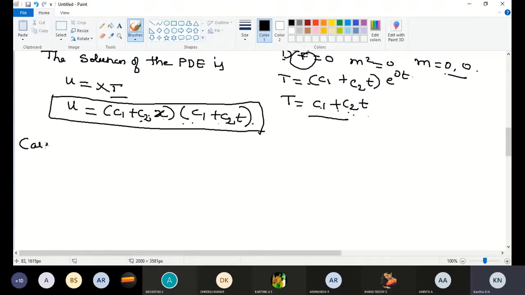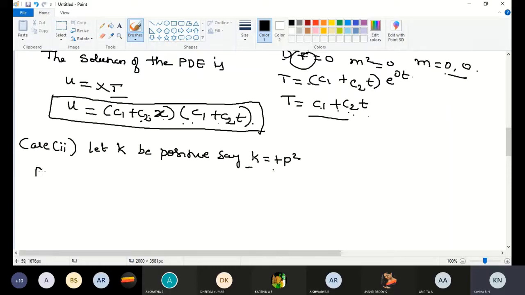Take down here case 2. In case 2, we have to take k as positive. Let k be positive. Say k is equal to plus p square. Take down k is equal to plus p square.